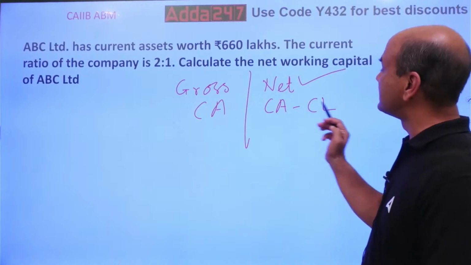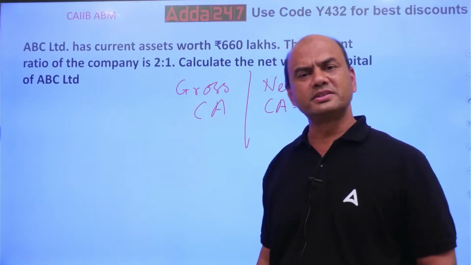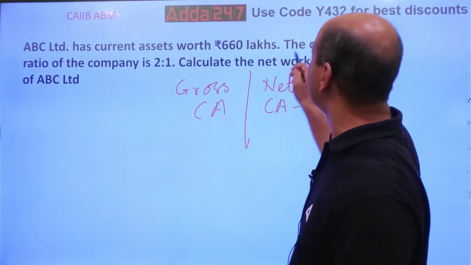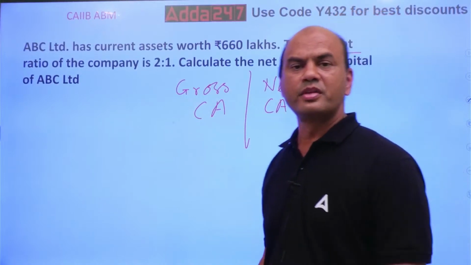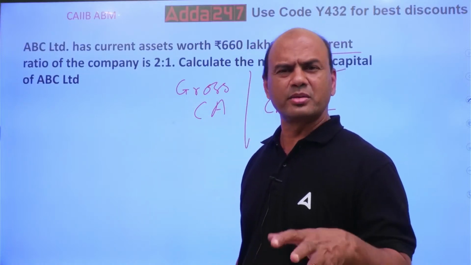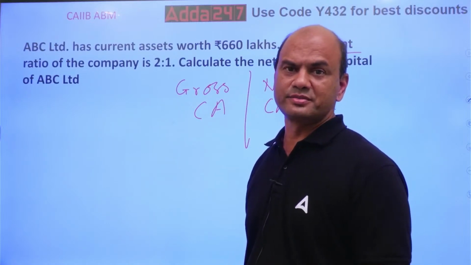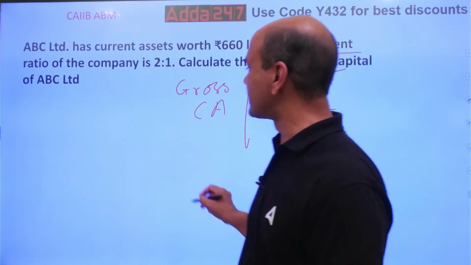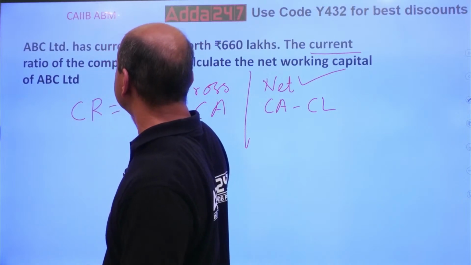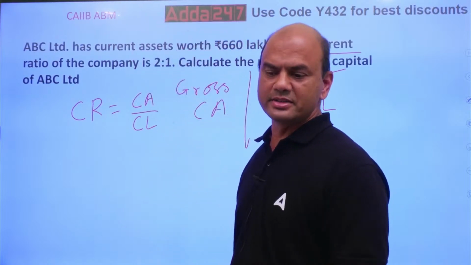Now what is this current asset and current liabilities? You are having current assets, but what about the current liabilities? How do I find these current liabilities? For that you need to know the meaning of current ratio. What is current ratio? These are all short-term liquidity ratios: current ratio, liquid ratio. So what is current ratio? Current ratio, CR equals to CA upon CL, current assets upon current liabilities.